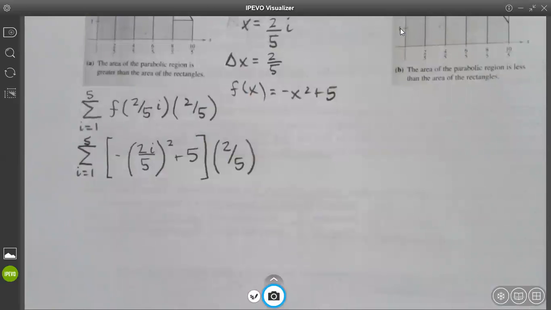All right. So I struggled putting this in my calculator, but I'm going to try it one more time. I did it like 50 times. I want to show you how to do it in your calculator so you don't have to write out 50 terms. Okay. So it's not 50, it's 5 terms. But how would we do this? We would start by plugging in 1. So negative (2/5) squared plus 5, times 2/5. Plus, then we would plug in 2. Then we would plug in 3. Then we plug in 4. Then plug in 5. That's a long time, right? That's a lot of work.